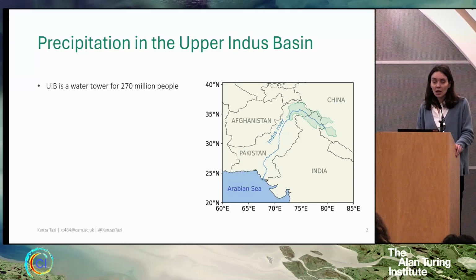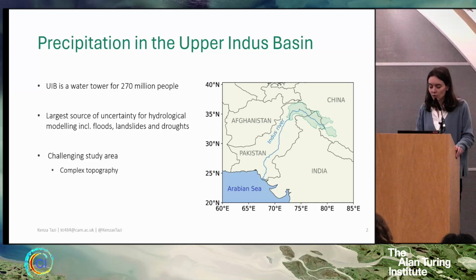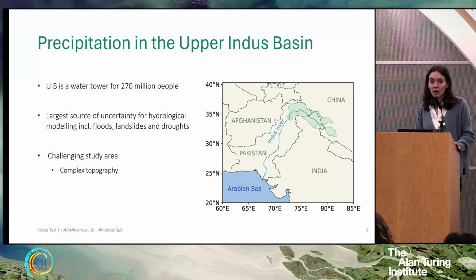However, in the face of climate change and increasing water demands, the water security of this area is under threat. And the biggest uncertainty for future hydrological modeling, including extremes such as floods, landslides, and droughts, is precipitation. Despite this, precipitation in the upper Indus Basin is still poorly understood, and this can be explained for three reasons. Firstly, the complex topography makes the distribution of precipitation in this area highly heterogeneous, with large variability over small areas.